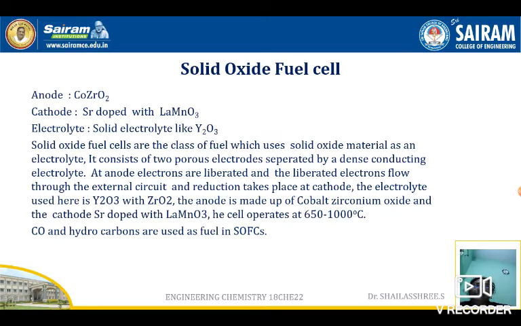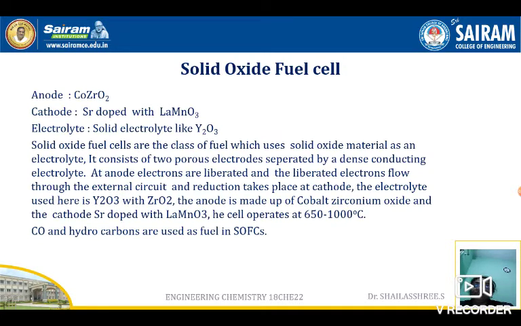It consists of two porous electrodes separated by a dense conducting electrolyte. We know very well that fuel cells usually contain two porous electrodes. Here, as we are using a solid oxide as the electrolyte, they are separated by a dense conducting electrolyte. At the anode, electrons are liberated, and the liberated electrons flow through the external circuit and reach the cathode, where reduction of the active material takes place with the acceptance of the electrons liberated at the anode.